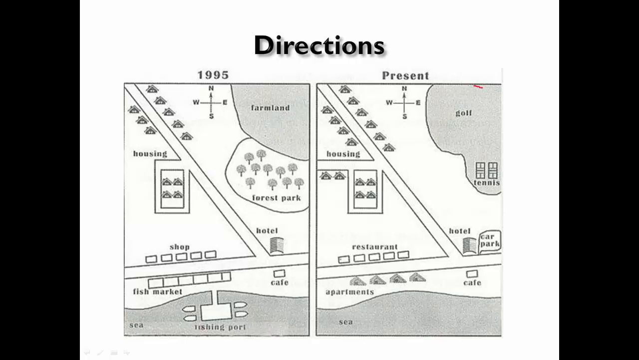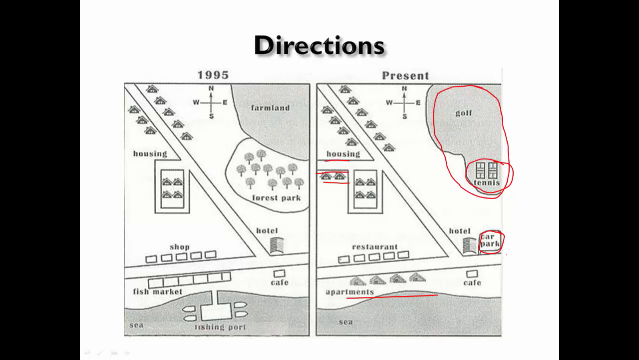So we would say in the northeast, a golf course was developed and tennis courts were set up. We could say in the southwest, the fish market was replaced by apartments. And we could say in the west, 2 houses were added and the road was extended. We could say here, to the east of the hotel. Or we could say to the right hand side of the hotel, a car park was constructed.